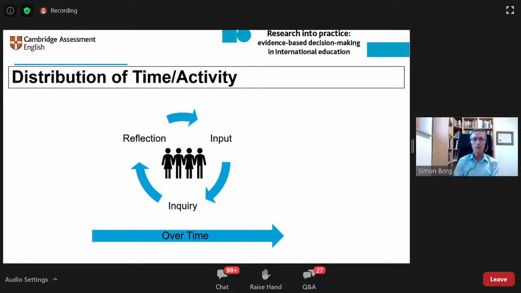But I think if we keep in mind the importance of the elements noted on this diagram here, we've got a greater chance of ensuring that the professional development does lead to meaningful outcomes. So: input, inquiry, reflection, collaboration, and over time. And of course, we could add to that with appropriate support from teacher educators, mentors, and facilitators of some kind, and including support from schools.